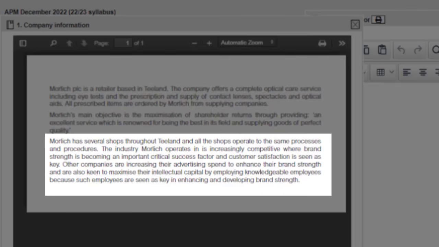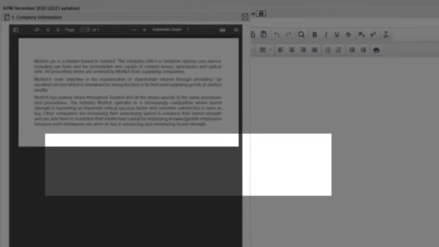We learn more about their operations. We learn they have several branches throughout T-Land, and they seem to be centralized with their processes. We also learn that competitive rivalry is increasing, and strength in the brand is a critical success factor for this company. And we find another critical success factor that's actually in the industry, and that's employing knowledgeable employees who can help enhance and strengthen the brand.